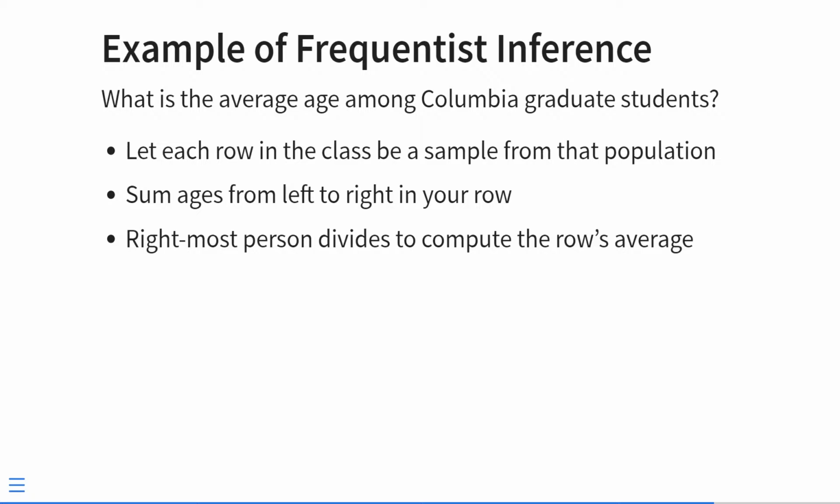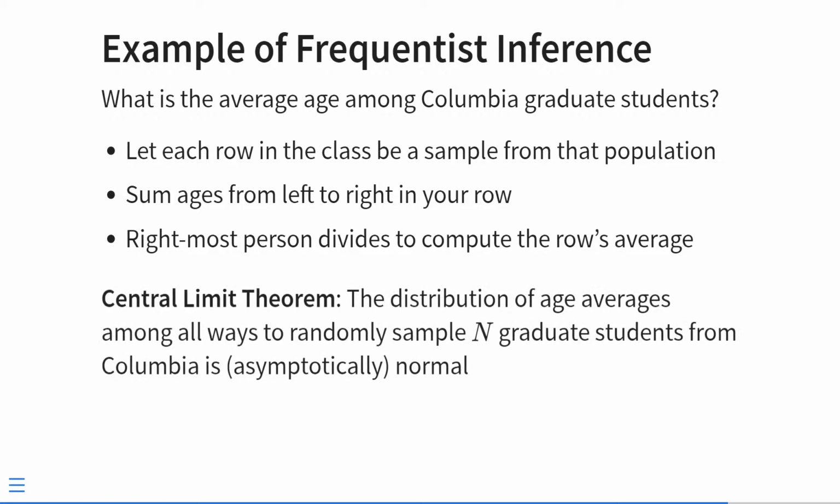They wouldn't be exactly the same. Each row would get a slightly different number out at the end. But the central limit theorem, which is almost synonymous with frequentist inference, almost everything in frequentist inference involves some variation on the central limit theorem, somehow says the distribution of average ages among groups is asymptotically distributed normal, with the center of that normal distribution being the true population average age of Columbia graduate students.